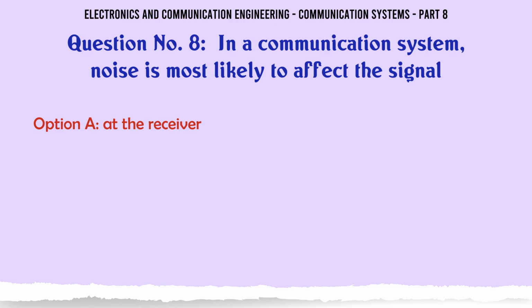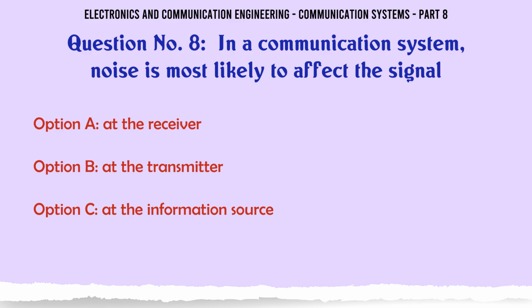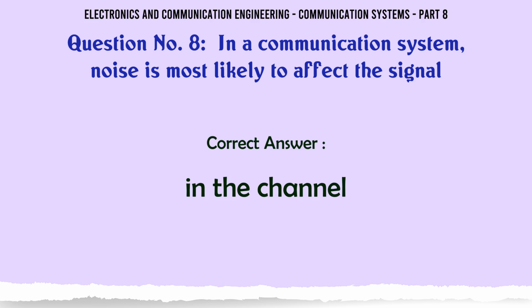In a communication system, noise is most likely to affect the signal A. at the receiver, B. at the transmitter, C. at the information source, D. in the channel. The correct answer is in the channel.